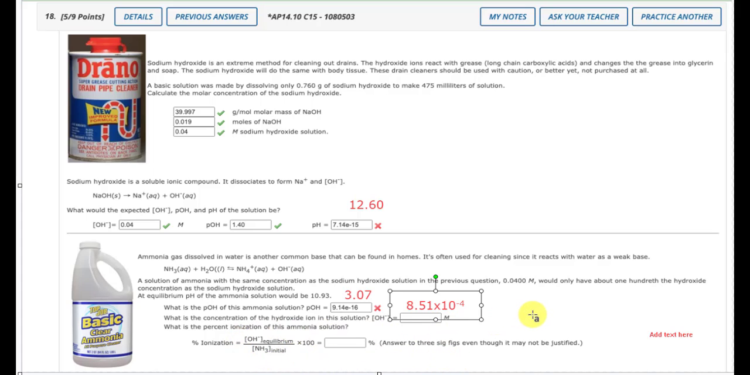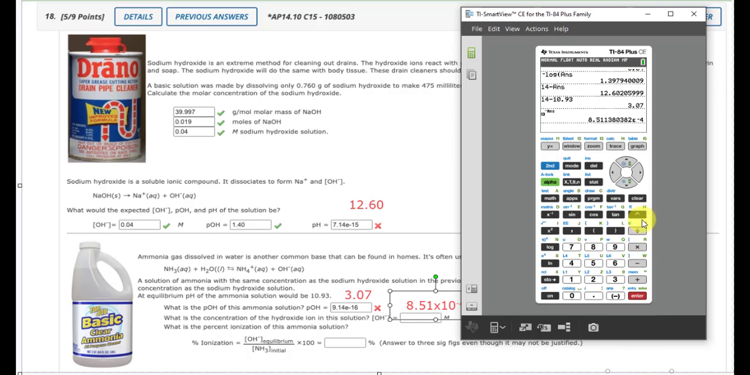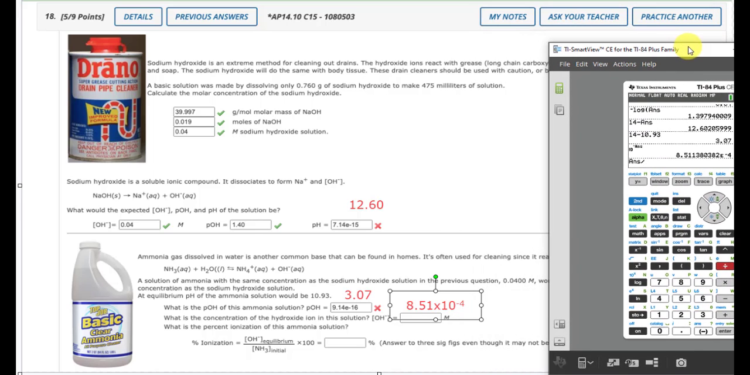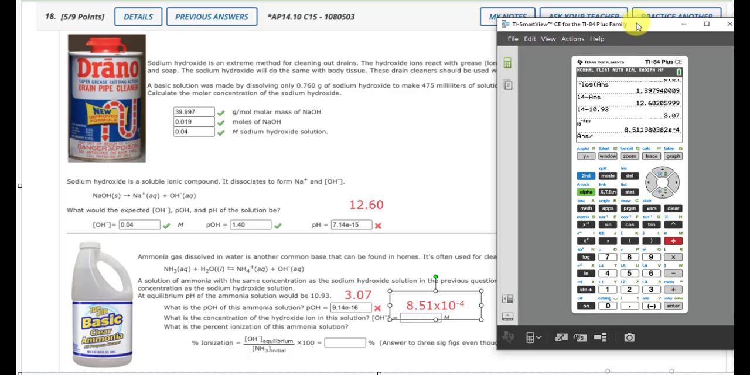And this is going to be easy to get because it's just the hydroxide that we just figured out over the initial concentration. And let's see, did they give us the initial concentration? Yeah, here it is, 0.04. So I've got my hydroxide concentration in my calculator already. That was the 8.51 times 10 to the negative 4. So all I've got to do is divide that by the given concentration, 0.04, times 100, and there.